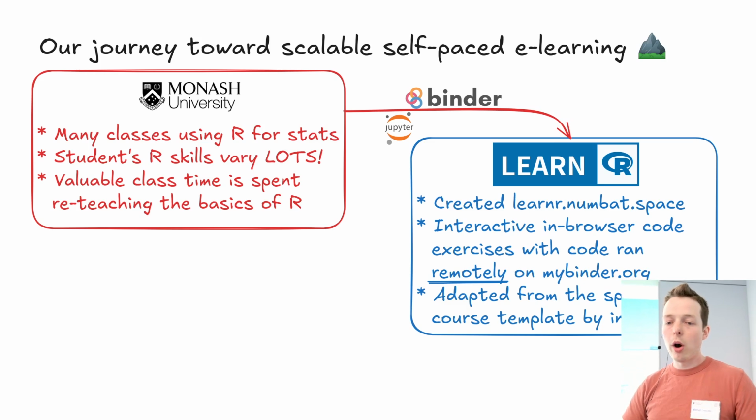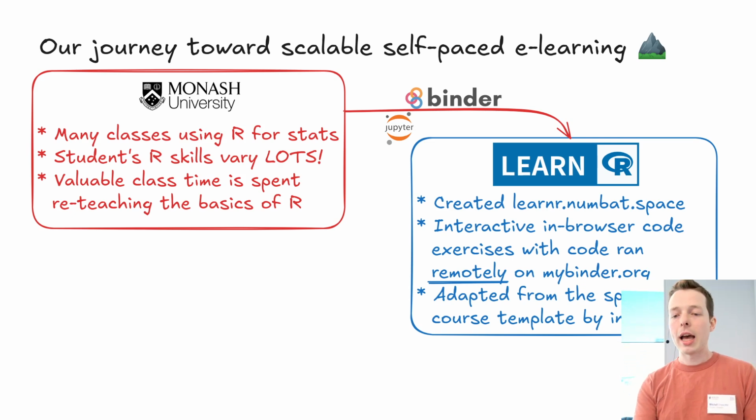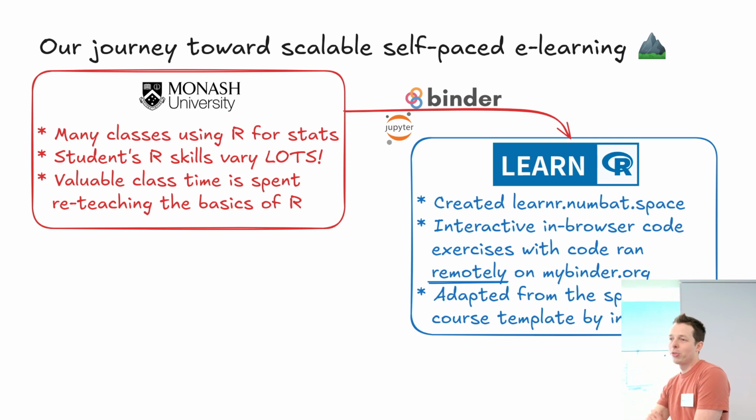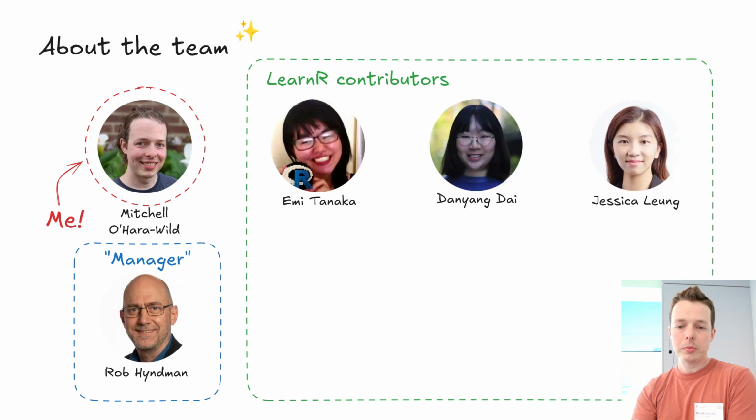But then we also looked at adapting the Spacey course template by Ines, which is an online code execution for Spacey, natural language processing. And that was quite nice. And we made learner.numbat.space, which runs code in the browser using remote servers. So it's using binder.org to run the code.